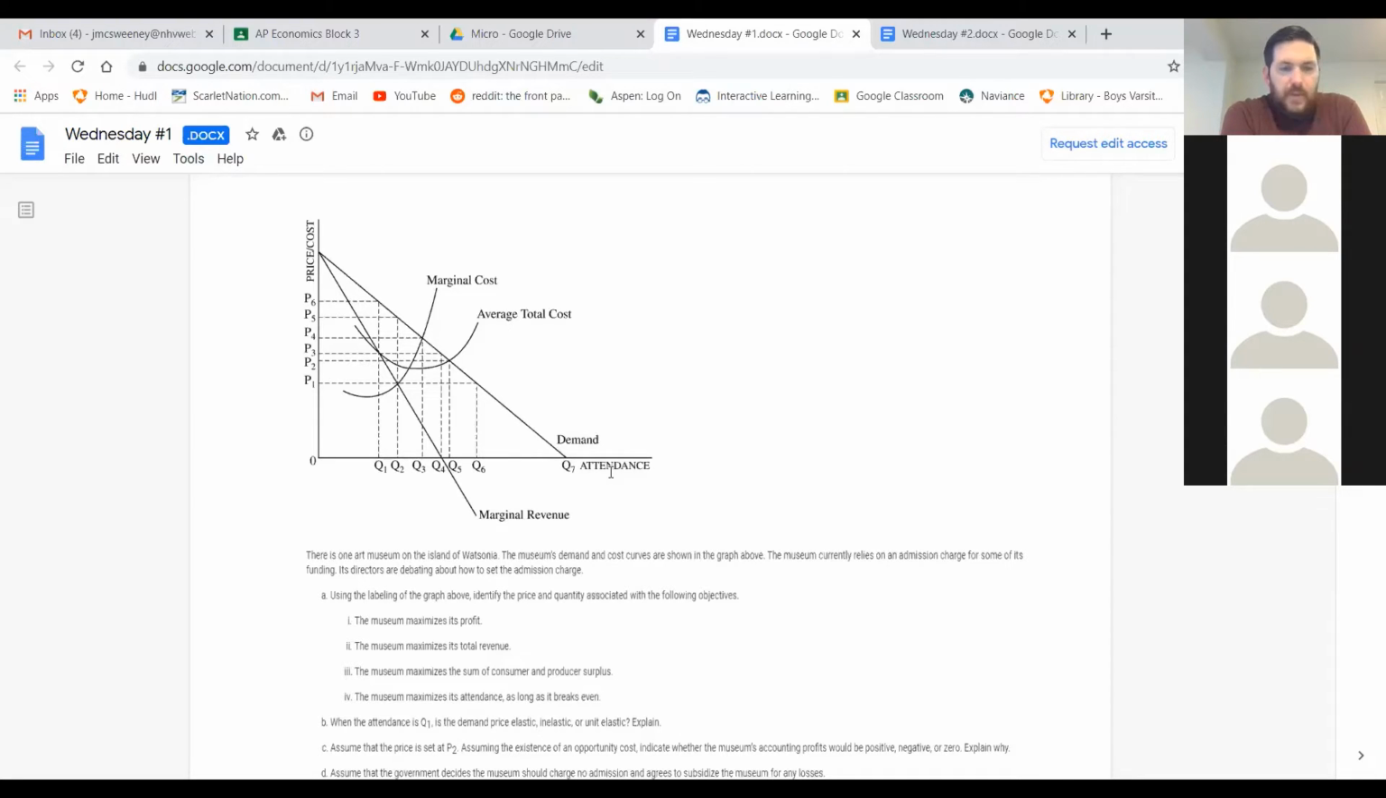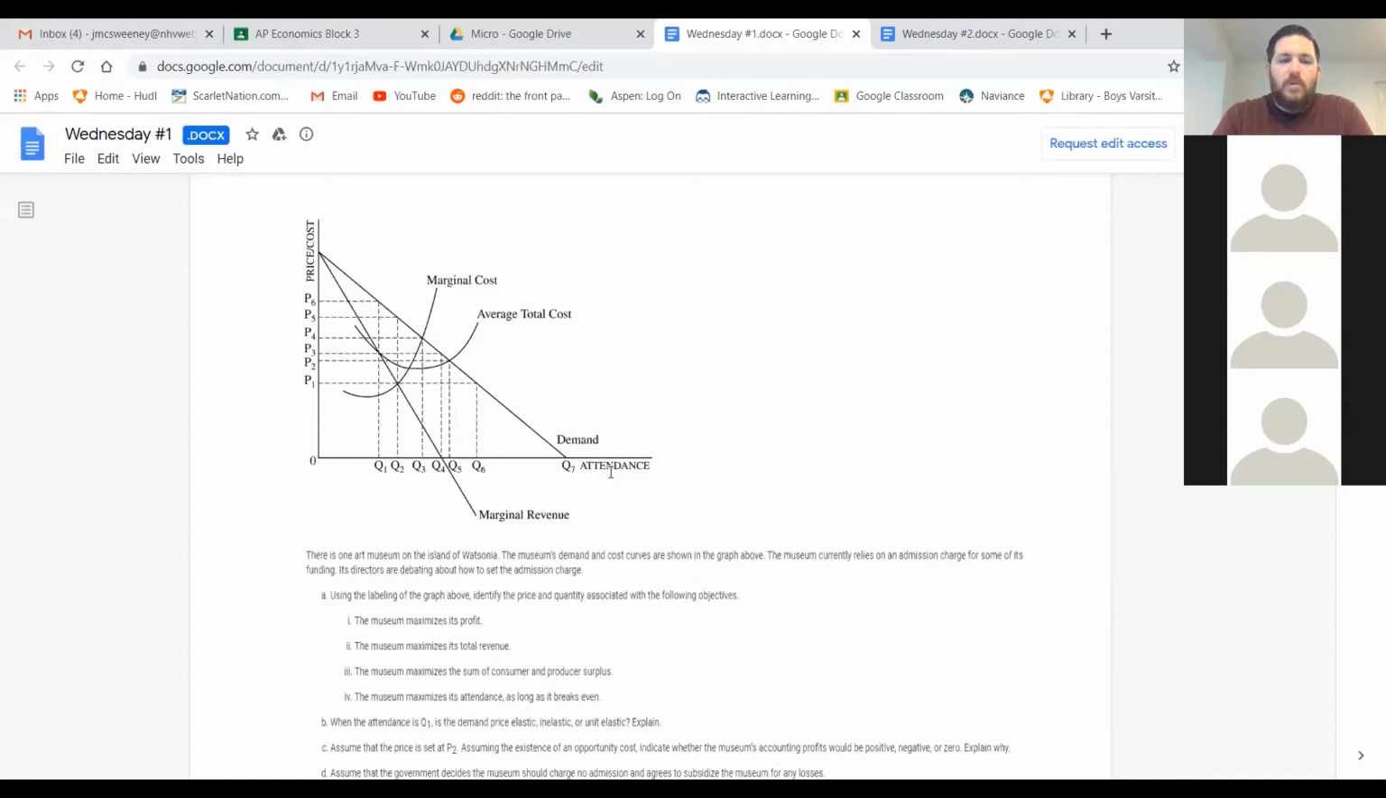Okay. B, when the attendance is at Q1, is the demand price elastic, inelastic, or unit elastic? And explain. So in class, we've learned about how to tell elasticity 2 different ways. We learned it in terms of looking at a unit elastic curve. We know that as we move away from the midpoint, we get more elastic and more inelastic. Okay, but in this one, it's easier for us because we have marginal revenue. So we know that so long as marginal revenue is positive, we are going to be in the elastic portion of the curve.